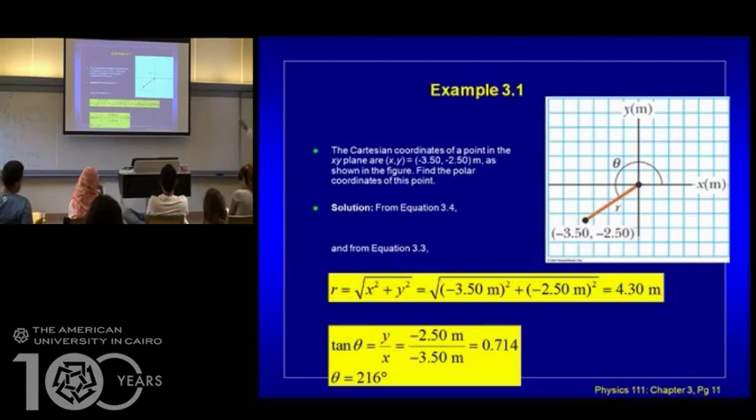The second one, second quadrant. R, that's easy. Same thing. Tan theta will equal 3.5 divided by negative 2.5, and if you do the calculation, it will get you exactly the minus 36 degrees that you just got in the fourth quadrant. So you cannot distinguish between them if you just calculate it. You have to draw the vector.